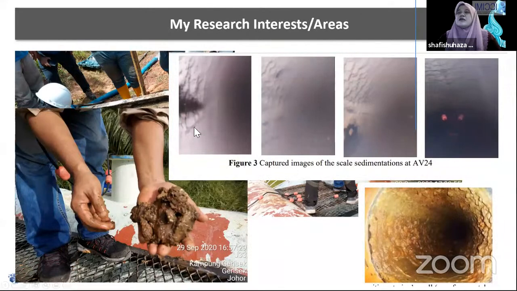So this is what we found. The upper part shows captured images of the scale sedimentation at this point. As you can see, this is a picture from the internet, and if you compare it, you can see that the sedimentation is quite thick. We have suggested to the company that we can apply AI to it, so they can do predictive maintenance and predict when to act, making a more efficient system. Due to cost, of course, they're still thinking about it. So let's cross our fingers.